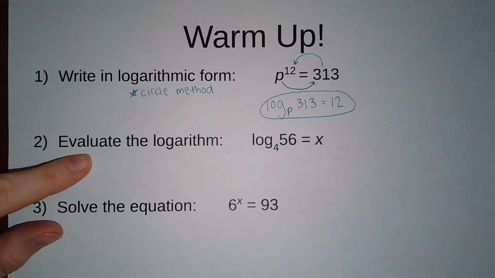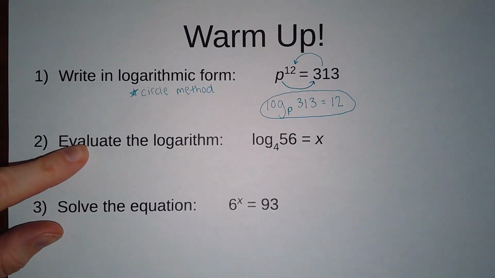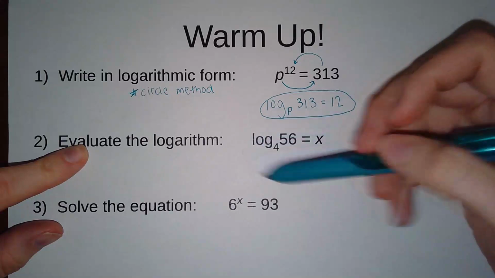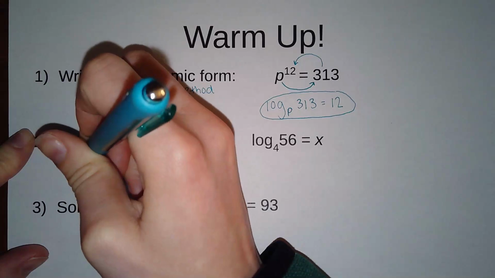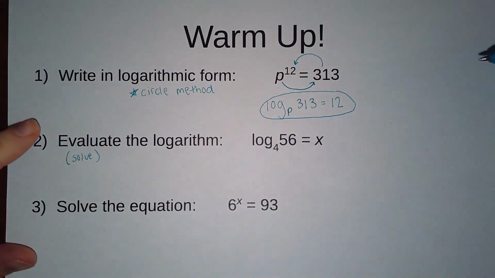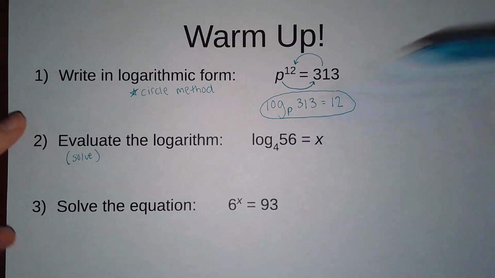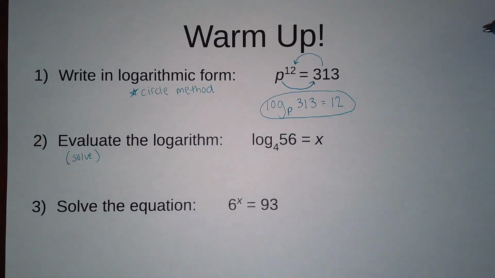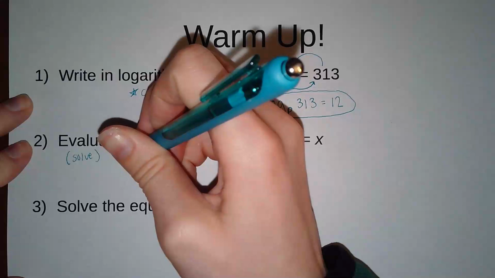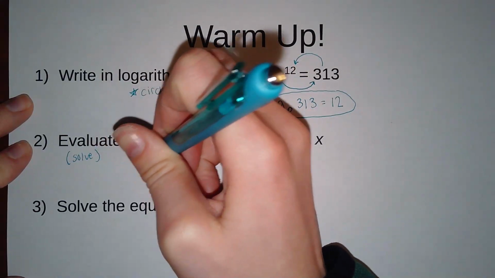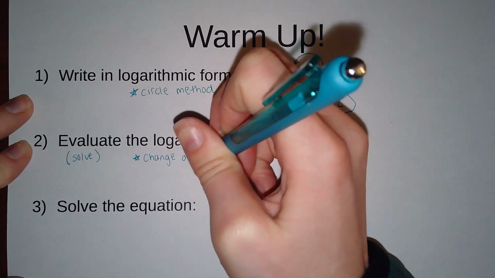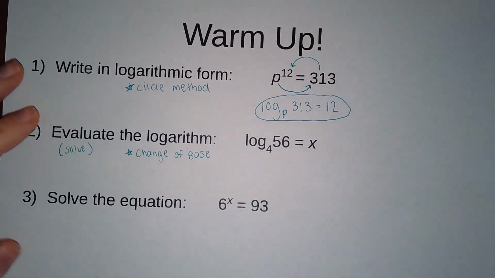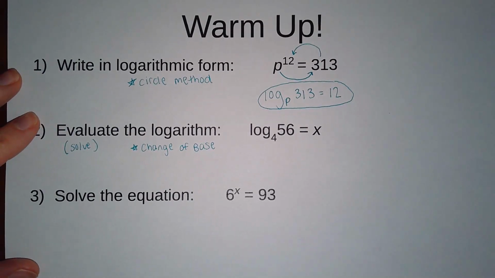In number 2, we're asked to evaluate. Evaluate means we should get a number answer for this logarithm. So in other words, you could think of this as solve or get an answer. Now we know that we can't type a log base 4 on our calculator, so we learned something called the change of base property. That was on day 3 of logarithms. And our change of base property helps us to type any base logarithm on our calculator.